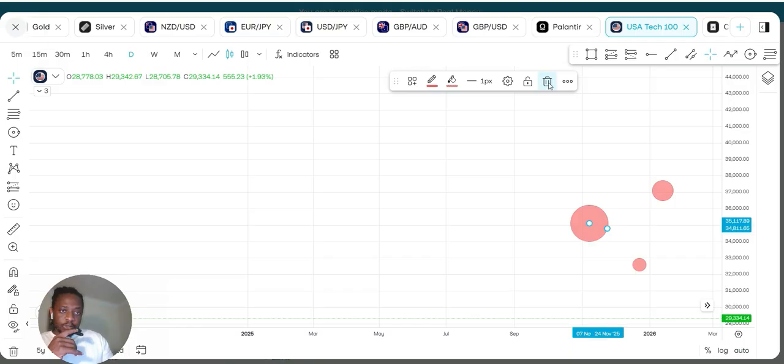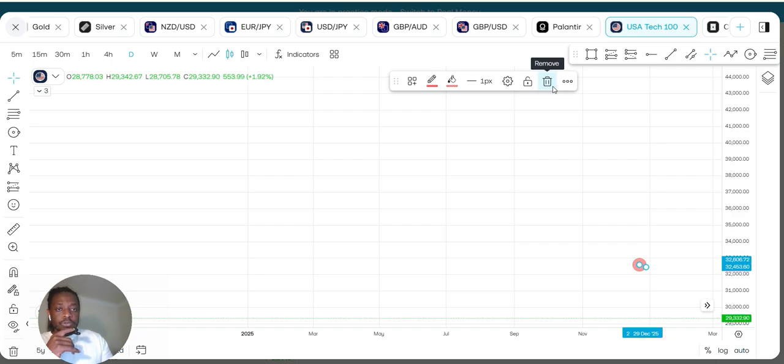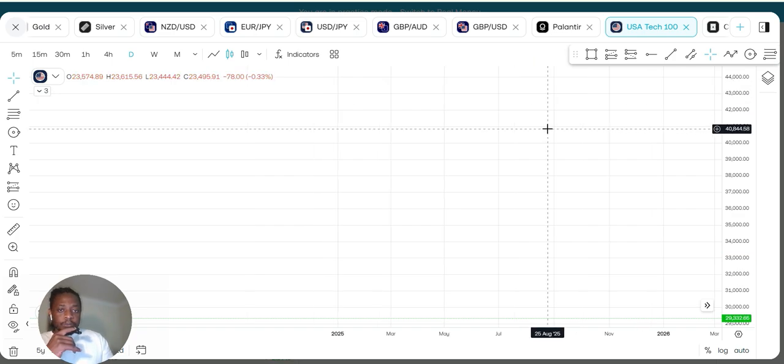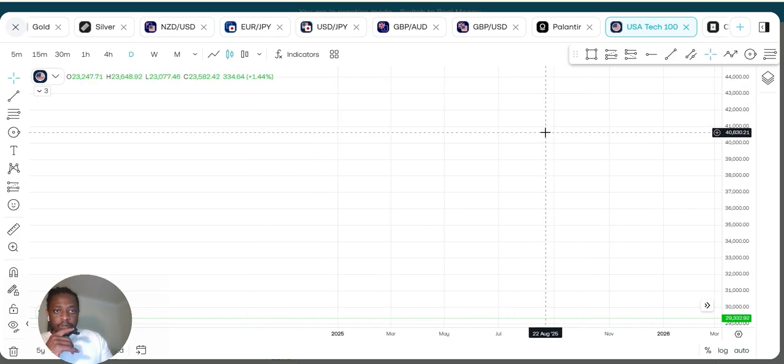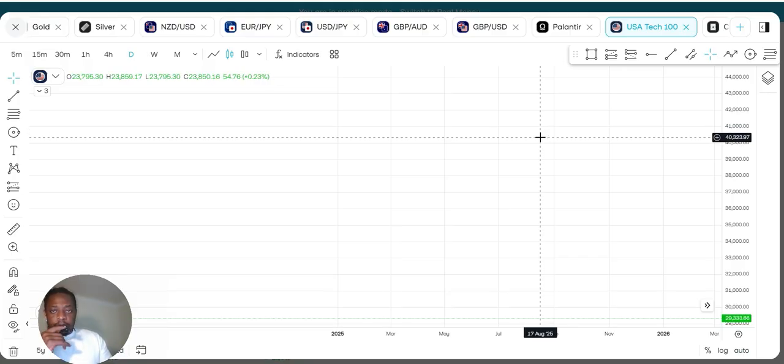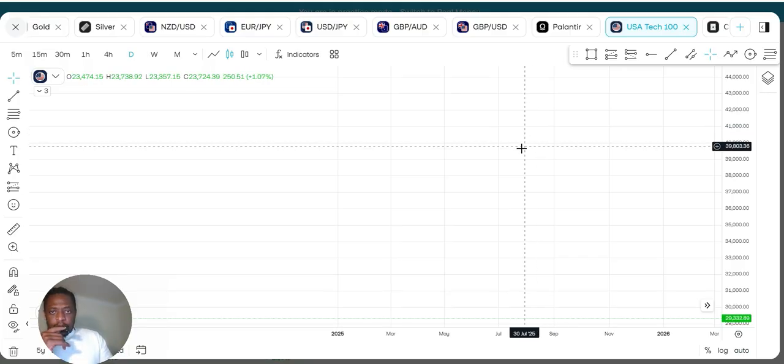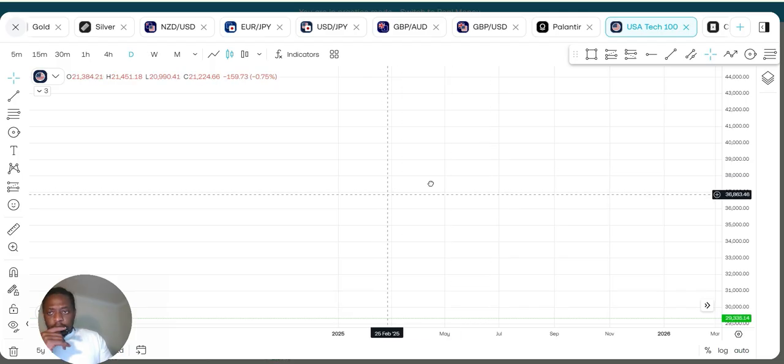So typically you want to be very careful, because break of structure can be a bit confusing. You have to be sure that you're looking at the right swing high. Just like the previous example I showed you, where everything lined up, but somehow it failed. It failed because something went wrong.